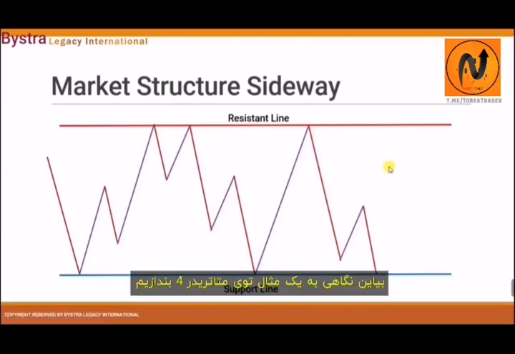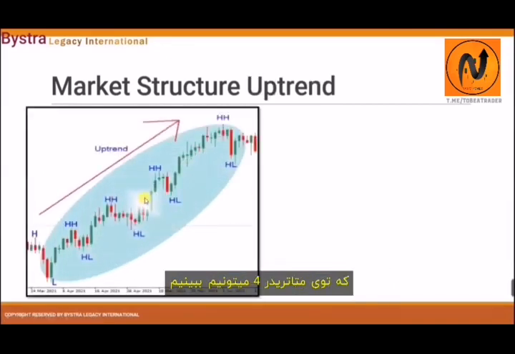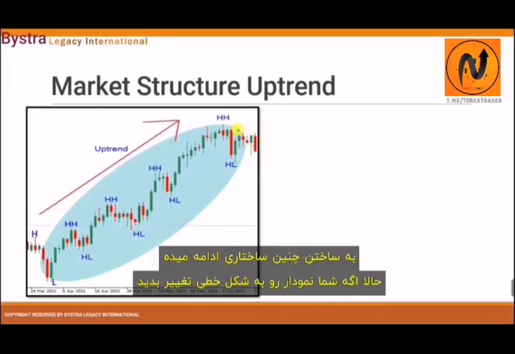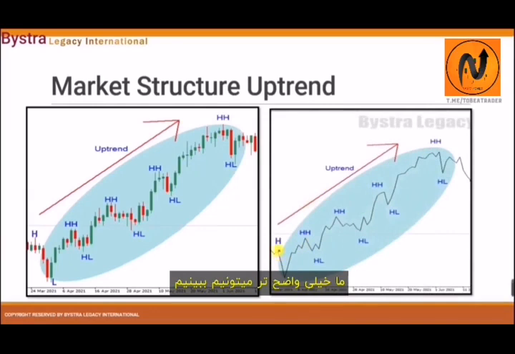Now let's look at the example of the MT4 chart. Here on the market structure uptrend, you can see in the MT4, it creates a high, low, higher high, higher low, higher high, higher low. Same goes on and keeps doing the same structure. Now if you change it to the line chart, you can see even clearer. So this is your high, this is your low, your higher high, higher low, higher high, higher low, and continue. The uptrend will only have these four structures, which are the high, low, higher high, and higher low.